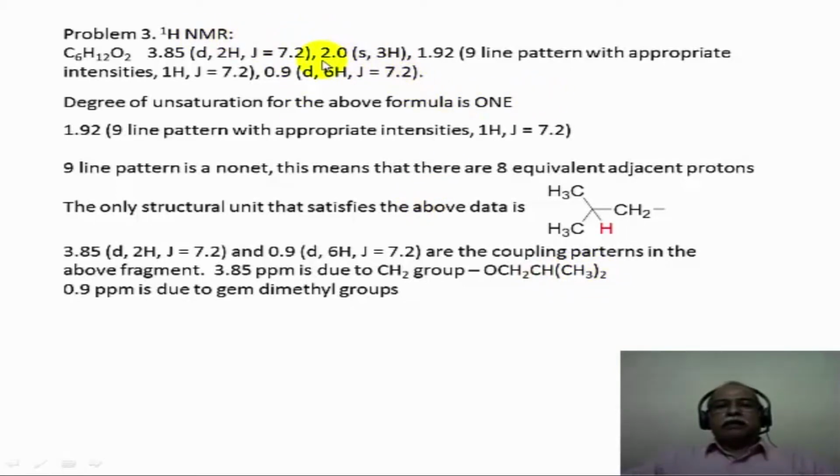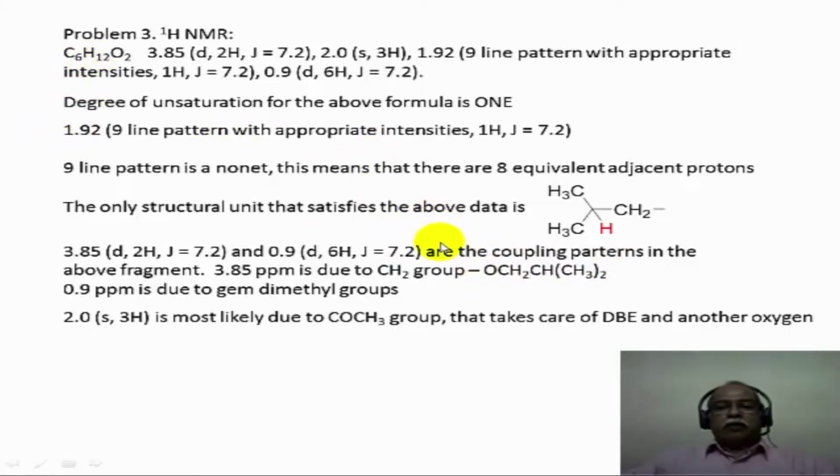There is one piece of data still left out, which is 2.0 of 3-hydrogen intensity. There is still 1 oxygen, 2 carbons and 3 hydrogens left in the molecular formula. In other words, if you subtract this fragment from the molecular formula, you come up with an acetyl group. A 2 ppm to 2.5 ppm singlet of 3 hydrogens most of the time implies that you have an acetyl group or an aromatic CH3 kind of group.